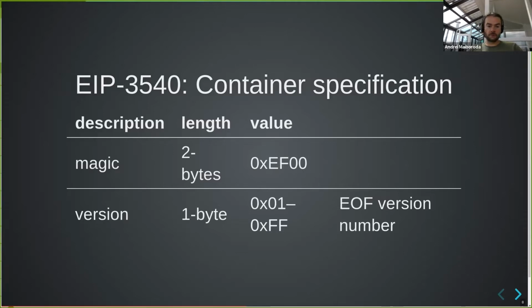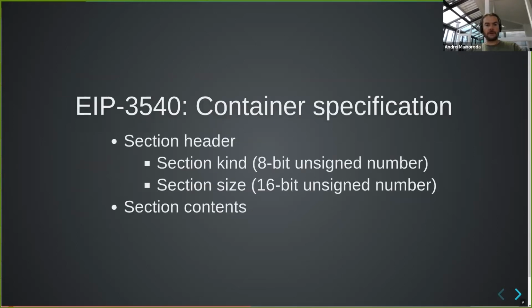And yeah, following it, there is 1 byte for a version. We define version numbers starting from 1 to FF. We leave 0 value just in case some tools would like to use 0 to mean legacy code. And following that, the container basically may consist of an arbitrary number of sections.